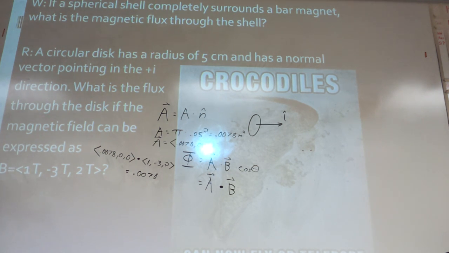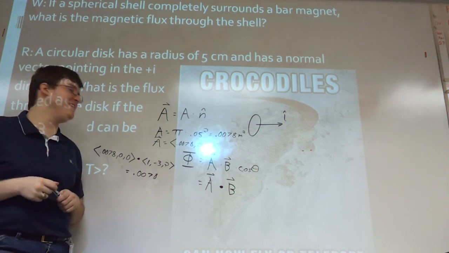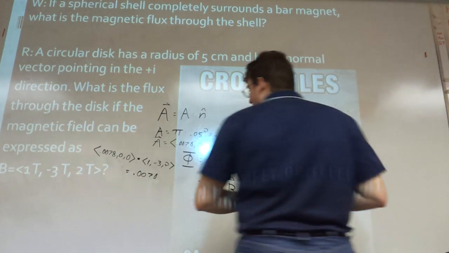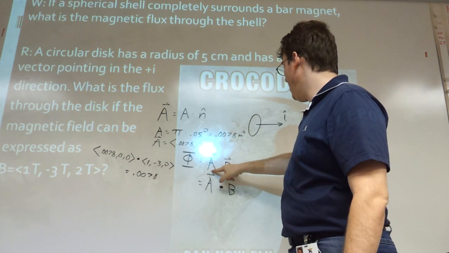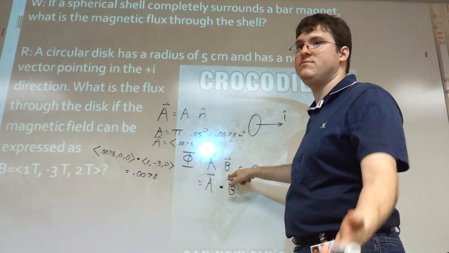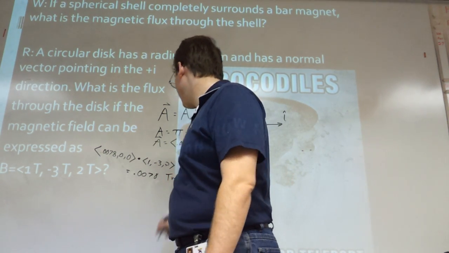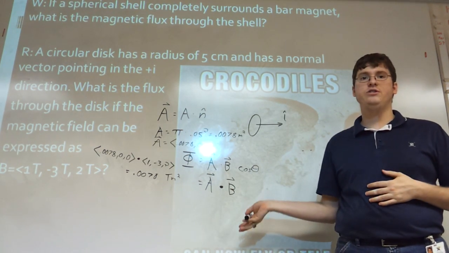Magnetic flux, I should say. Okay, let's look at our units. Area is square meters. B is Tesla, so it's Tesla square meters. Okay, anybody have any questions?